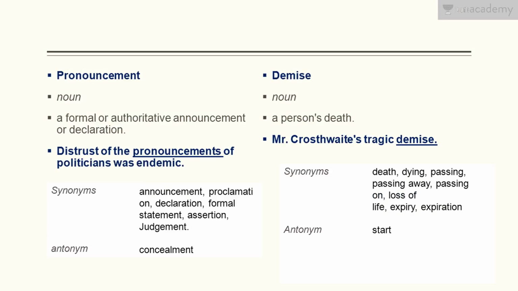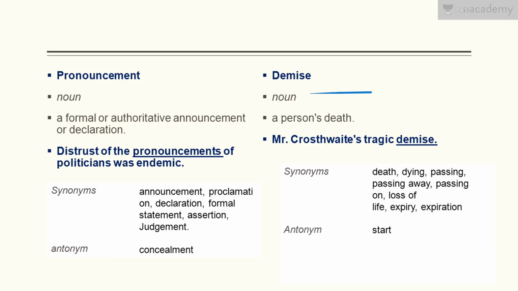Let's move forward. Next one is pronouncement, which is a noun, the meaning of which is a formal or authoritative announcement or declaration. In a sentence it will read, the sentence would be, distrust of the pronouncements of politicians was endemic. Synonyms would be announcement, proclamation, declaration, formal statement, assertion, judgment. Antonym would be concealment.